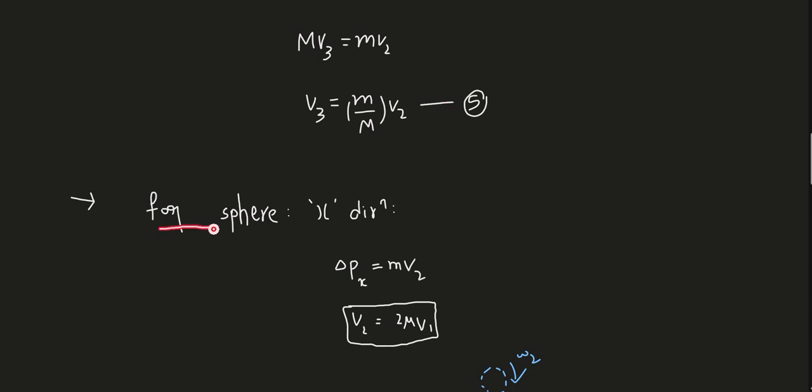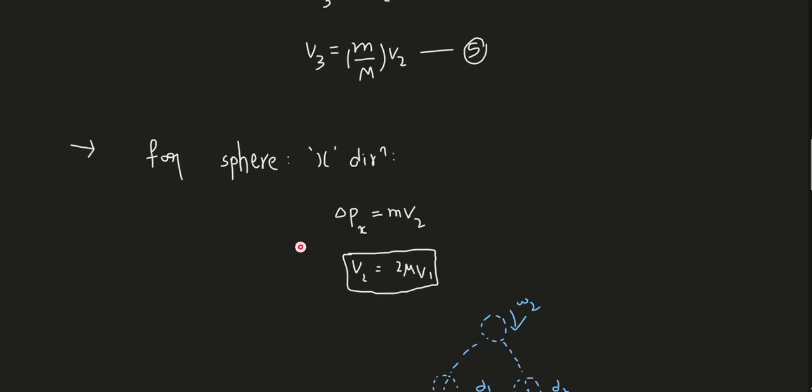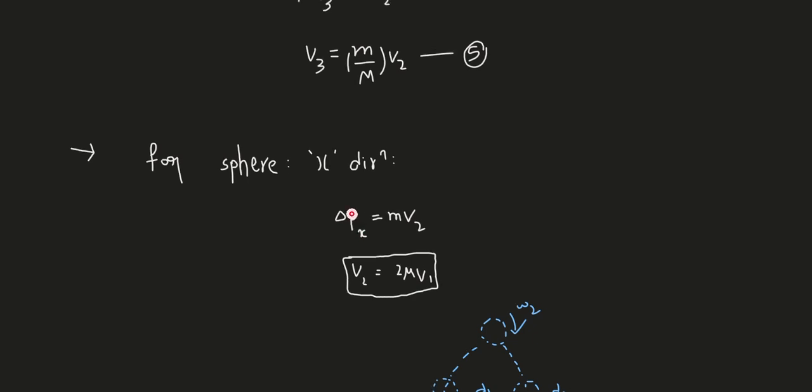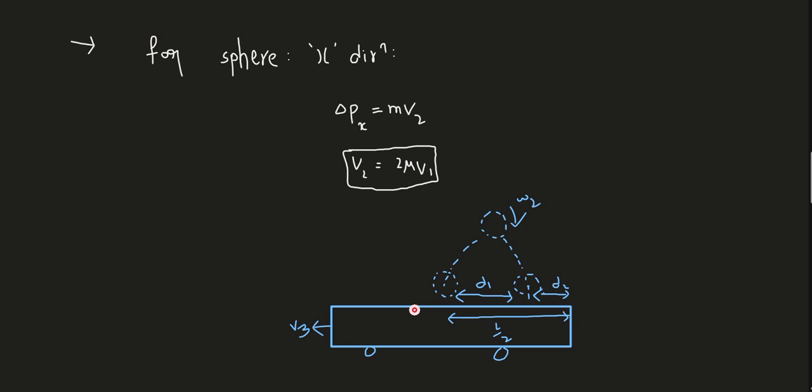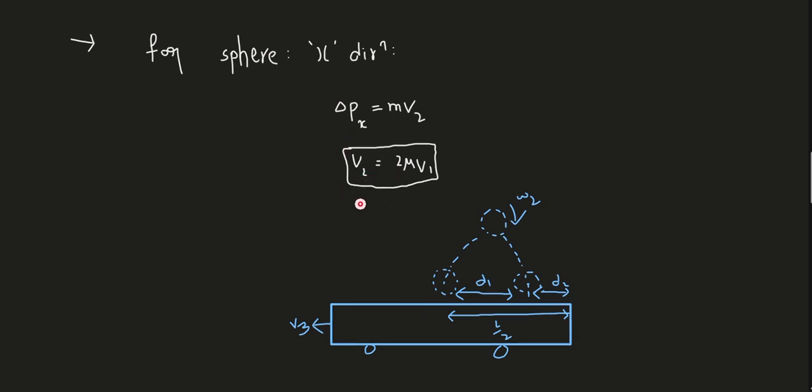Now we write the momentum equation along the x-axis for the sphere. The change in momentum along the x-axis equals small m times v2. After substituting, we get v2 equals 2 mu times v1. So finally we find the velocity of the sphere at the time of collision.